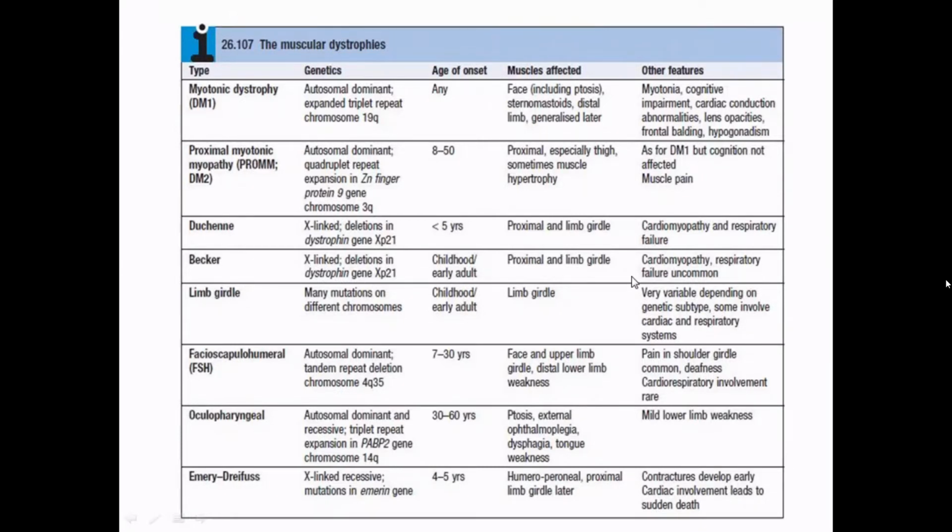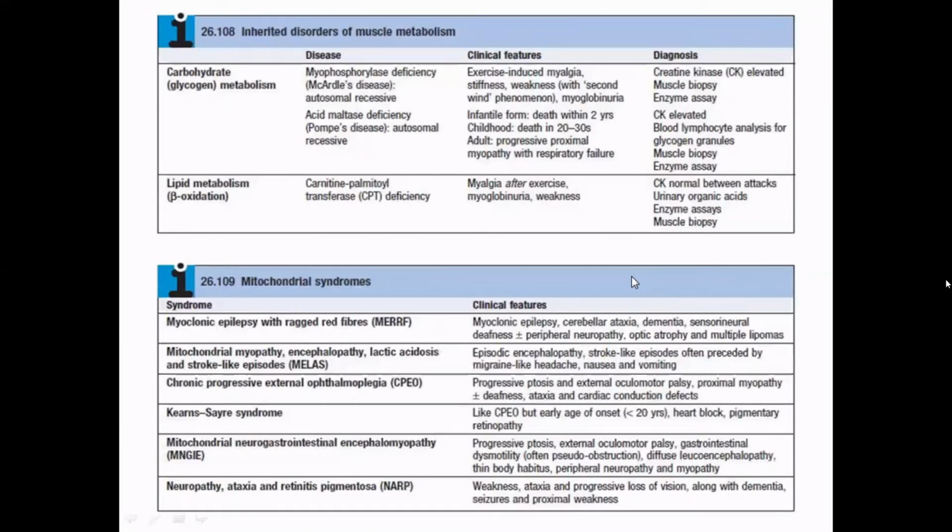Likewise, there are other inherited disorders of muscle metabolism, like carbohydrate metabolism and lipid metabolism. So these are the metabolic myopathies. I'm sure you have already heard the names of these diseases in biochemistry in your basic science: Pompe's disease and carnitine palmitoyl transferase deficiency. Another one is mitochondrial syndromes. So we call it mitochondrial myopathy.